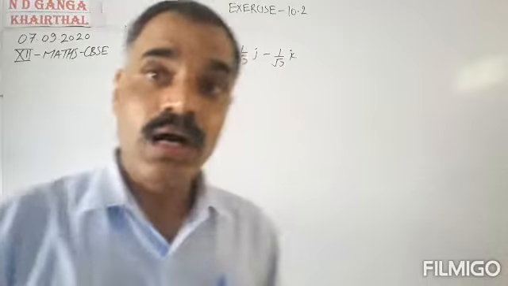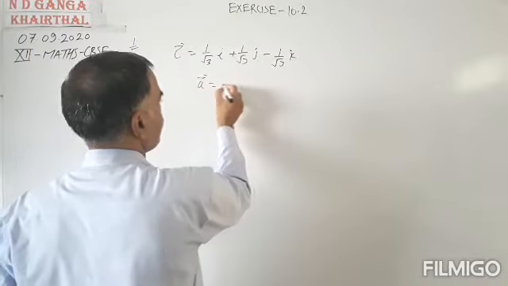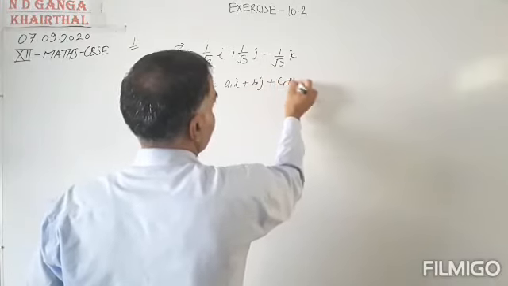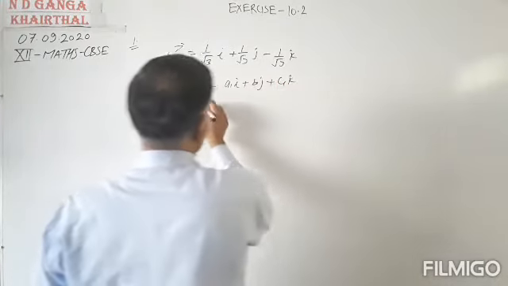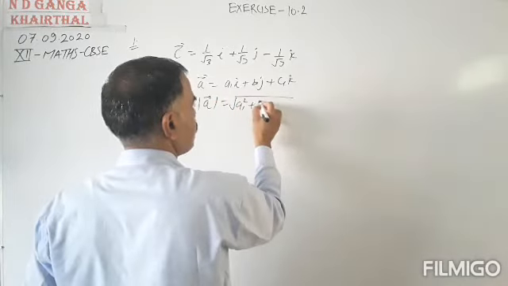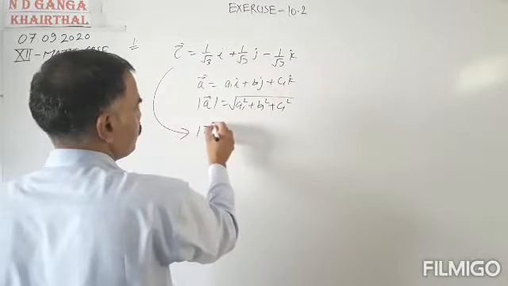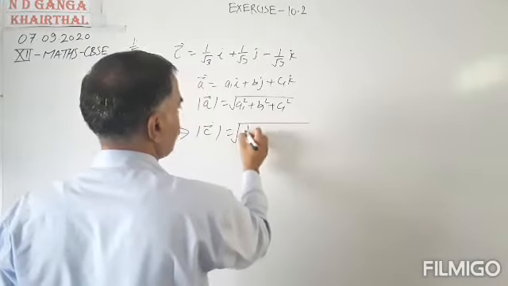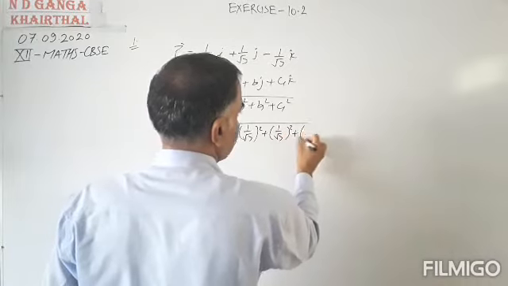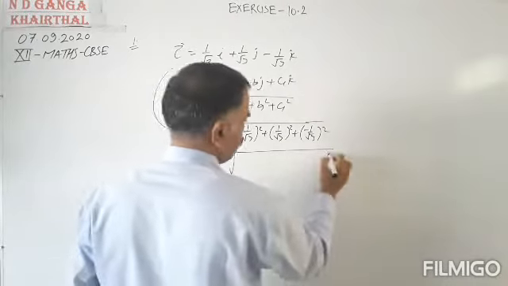So let us learn how to compute the magnitude. The magnitude of the vector a, that is a1 i cap plus b1 j cap plus c1 k cap, is given by modulus of a vector equals root of a1 square plus b1 square plus c1 square. So the magnitude of this vector is equal to (1 upon root 3) square plus (1 upon root 3) square plus (minus 1 upon root 3) square. Okay, so this is equal to under root.